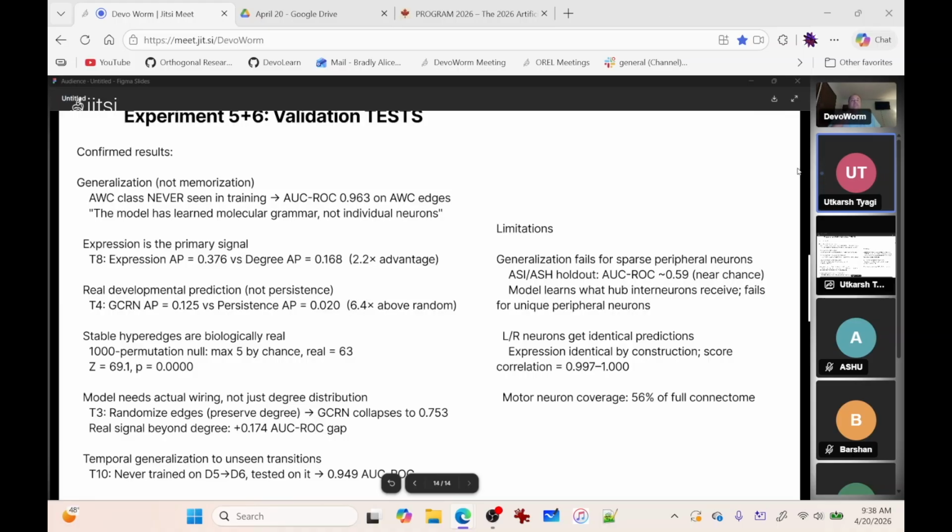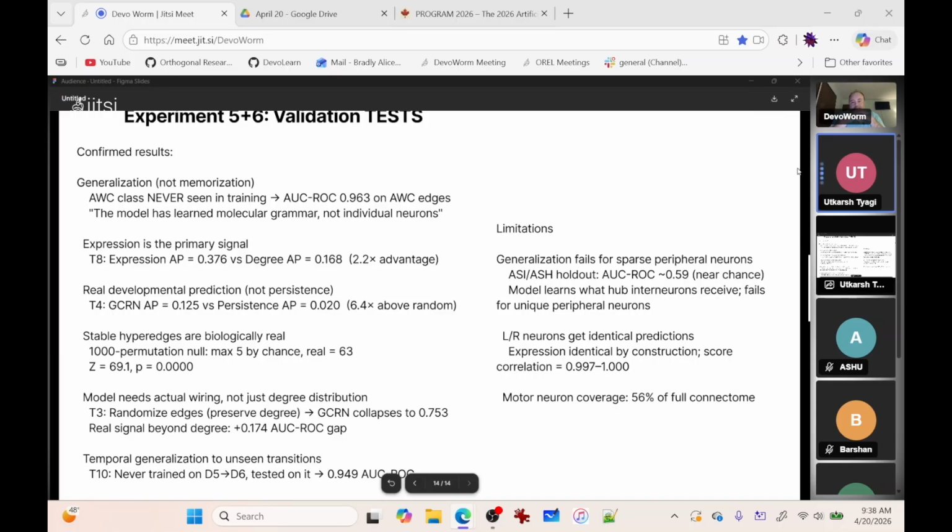So the model is effectively learning what popular interneuron hub targets accept as presynaptic input. For neurons like AWC, whose targets are well-known hub interneurons, that's sufficient. But for ASI and ASH, whose targets are more peripheral, it's not enough.